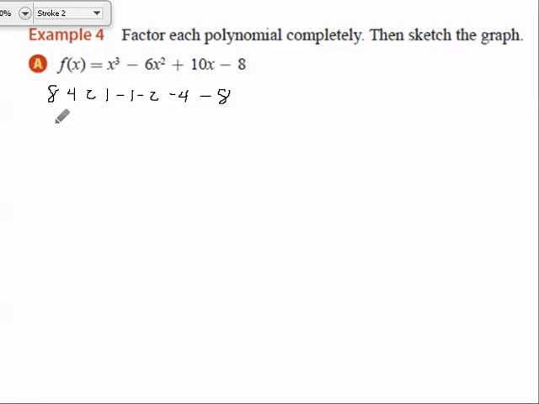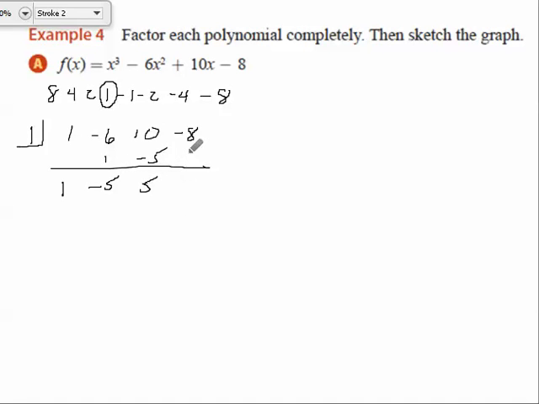So I'm going to just pick one to start with. I always like to start with the number 1. It just seems like a reasonable place to start. 1, -6, 10, -8. Bring the 1 down. 1 times 1 is 1, plus -6 gives you a -5. Times 1 gives you a -5. That's a 5. 5 times 1 is 5. That gives you a -3. Nope, it's not a factor, but it gives me a point. I'm going to have 1 point here: 1, -3.